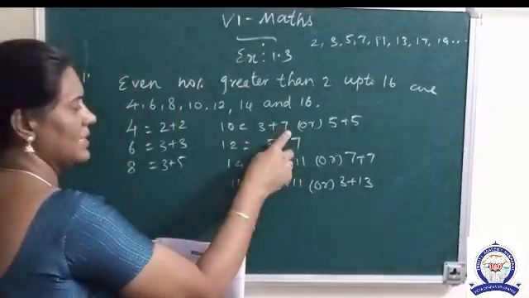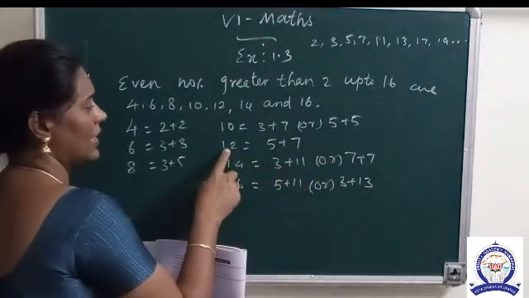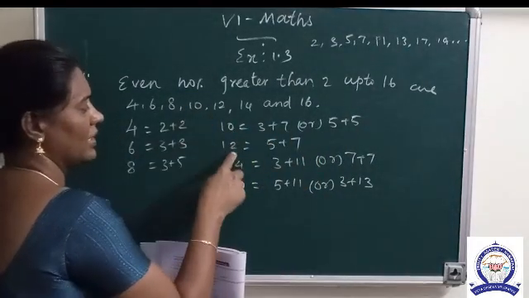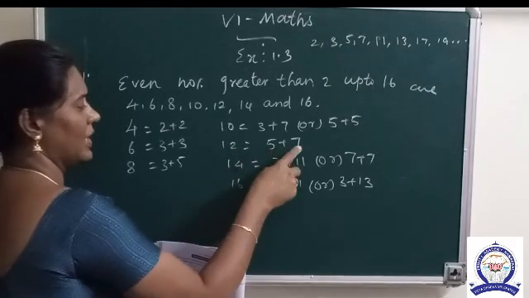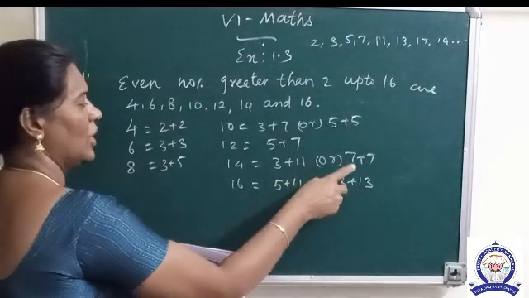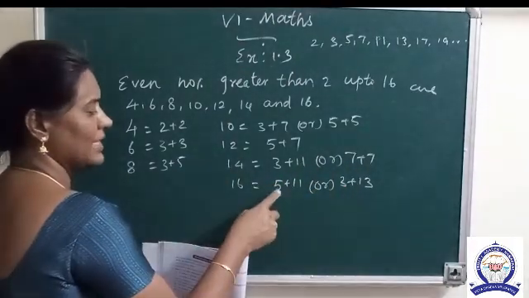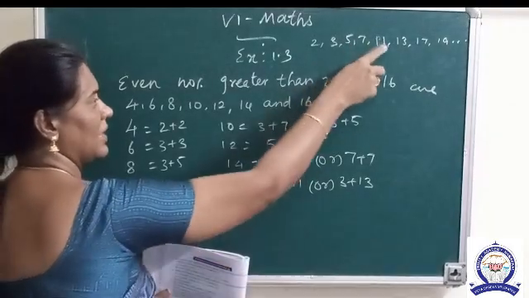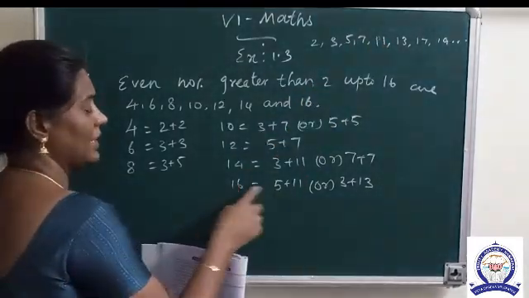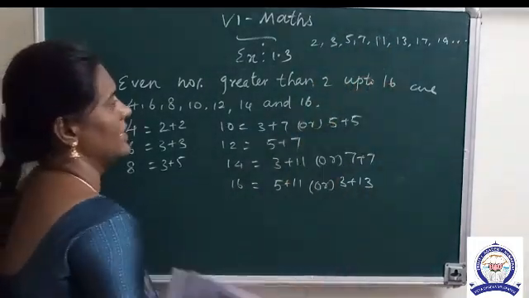Now see here 10. 3 is a prime number, 7 is a prime number, 3 plus 7 is 10, or we take 5 plus 5. Then 12. 12 we write 7 plus 5. Then 14. 14 we write 3 plus 11 or 7 plus 7. Next 16. 5 is a prime number. 11 is a prime number. 5 plus 11, 16. Or 3 plus 13, 16.